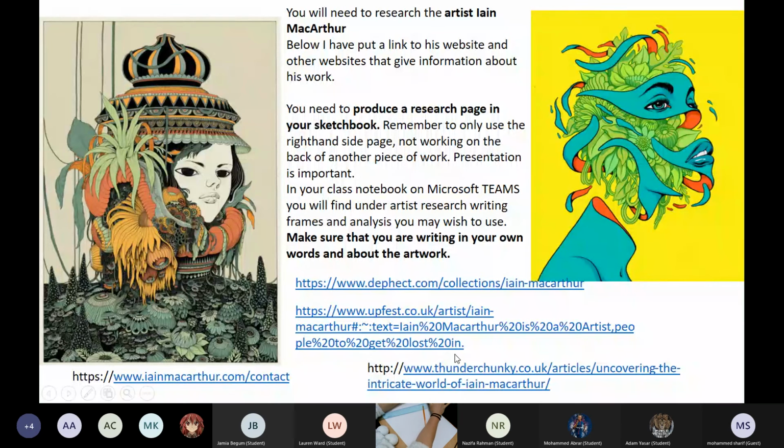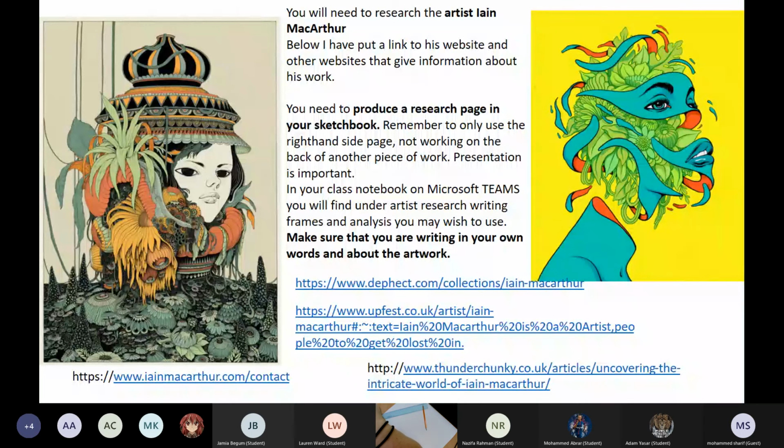So here, as I say, you can click on these. The links will take you straight to the different Iain MacArthur sites. Okay, you need to look at all of those. I'm not going to go through those now. This is for you to do. All right, so it's not about me spoon feeding what you've got there. It's about you reading and taking the information that you think is important.